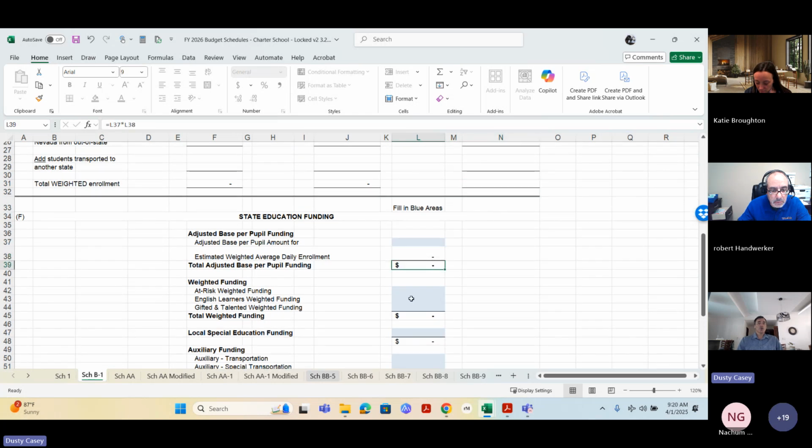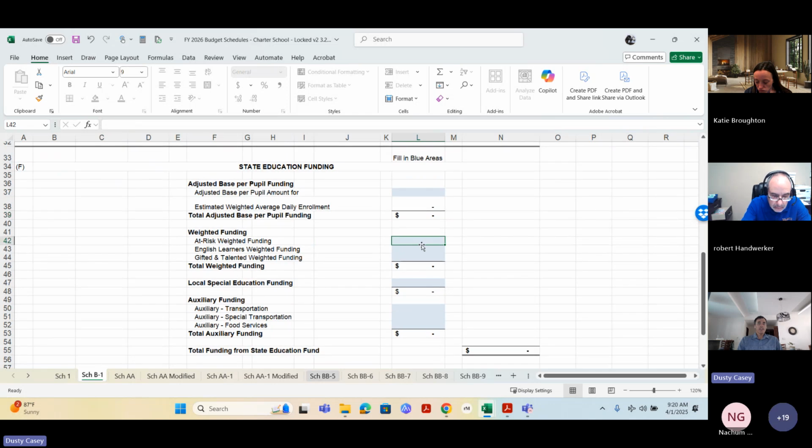This should be your total PCFP base funding in cell L39. So that should be what you're planning for your total PCFP base funding. Then you're going to put your total for at-risk, ELL, gifted and talented, your total weighted, and then your total local special education funding in row 47.